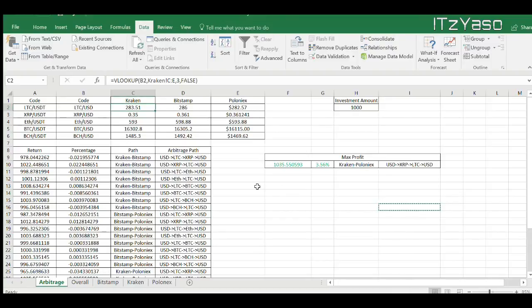Most of the exchanges have a 0.1 or 0.2% transaction fee. When you look at a 3.56% transaction, 0.1 or 0.2 is rather negligible, and you're still going to yield a decent profit here. As an example, if I refresh, it pulls the new data from the exchange, and now we're at 4% if you follow this new path.